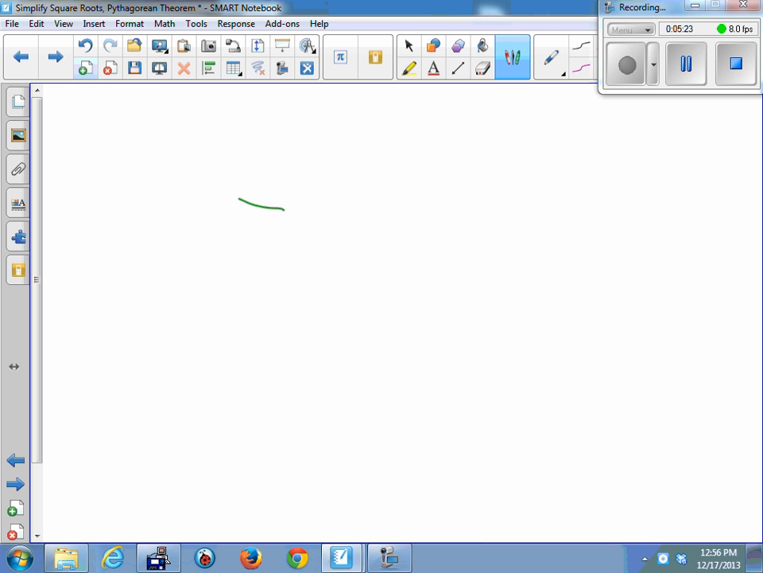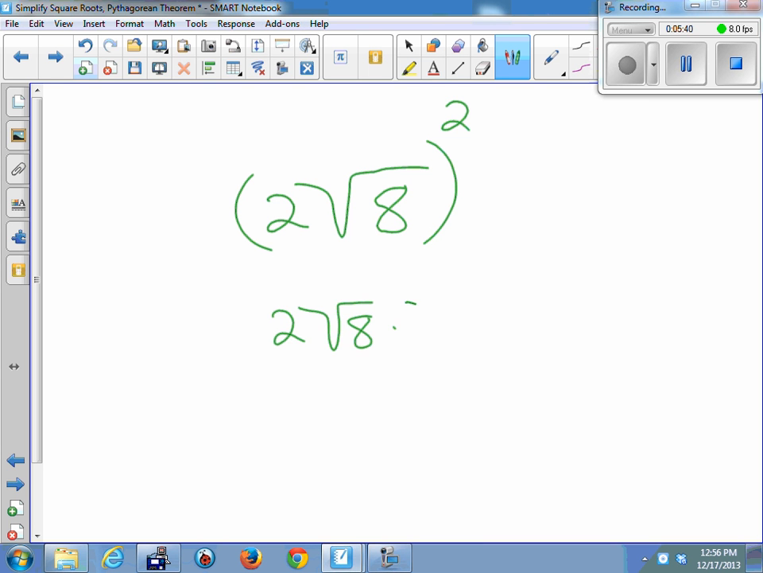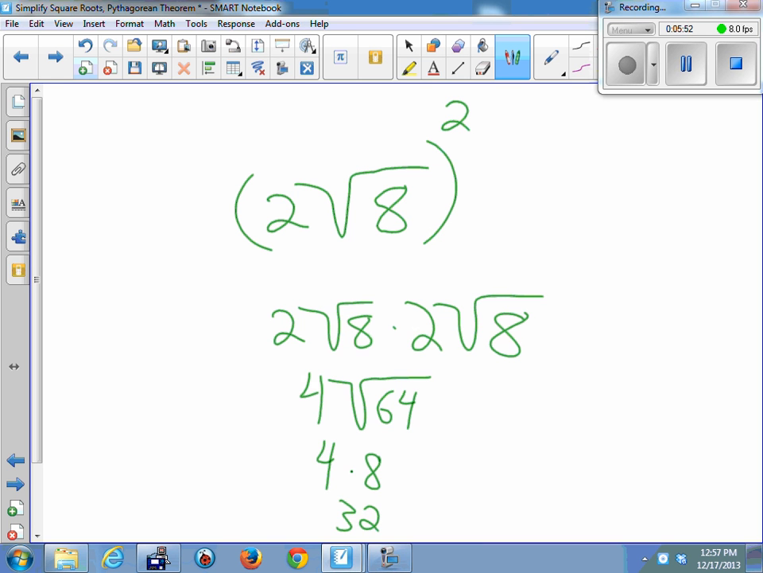Let's say we'll do 2 square roots of 8, and then we are going to square it. So this is the case where you get 2 square roots of 8 times 2 square roots of 8. 2 times 2 is 4, square root of 64, because 8 times 8 is 64. This is 4 times 8, which is 32.